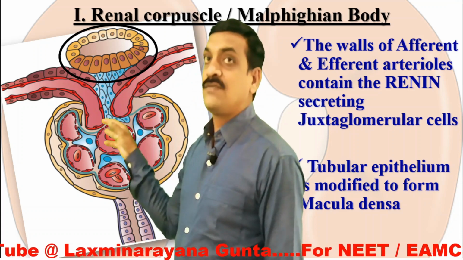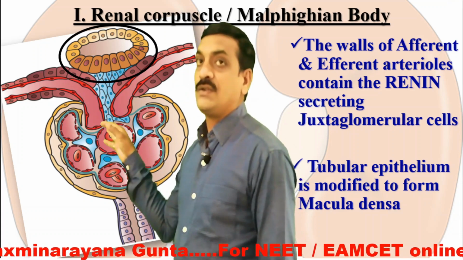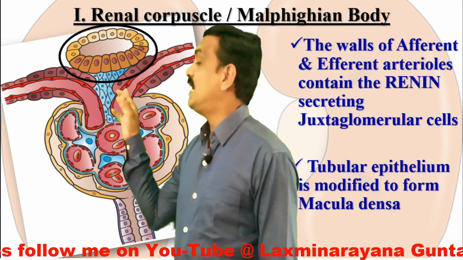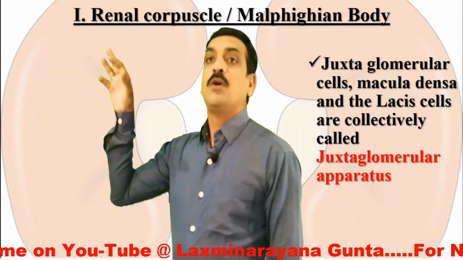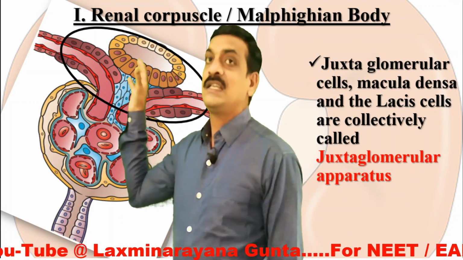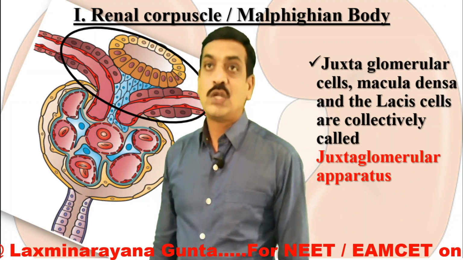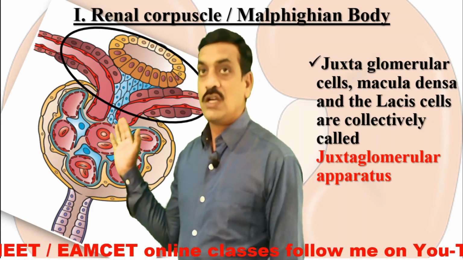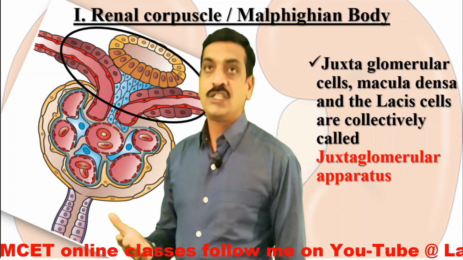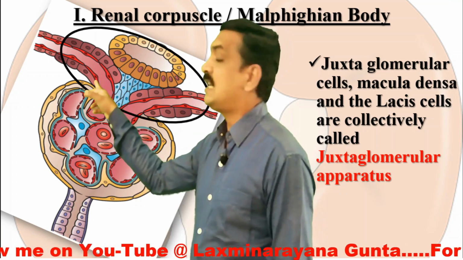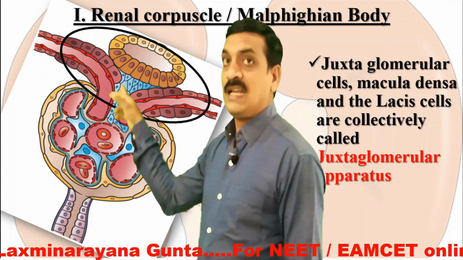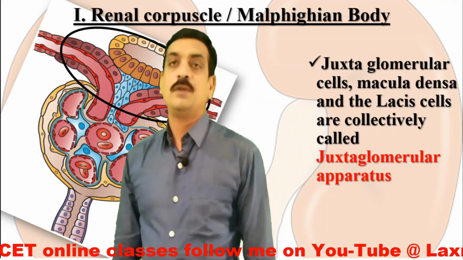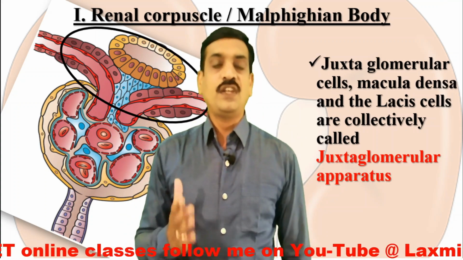And at the angles of the afferent arteriole and efferent arteriole, there are specialized cells called Lacis cells. These juxtaglomerular cells, macula densa and Lacis cells together are called the juxtaglomerular apparatus. We will learn about the juxtaglomerular apparatus in our next segment. Okay, this finishes the renal corpuscle.